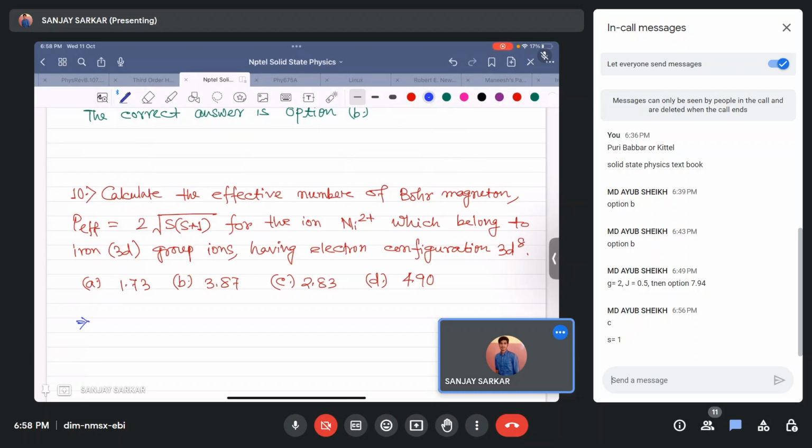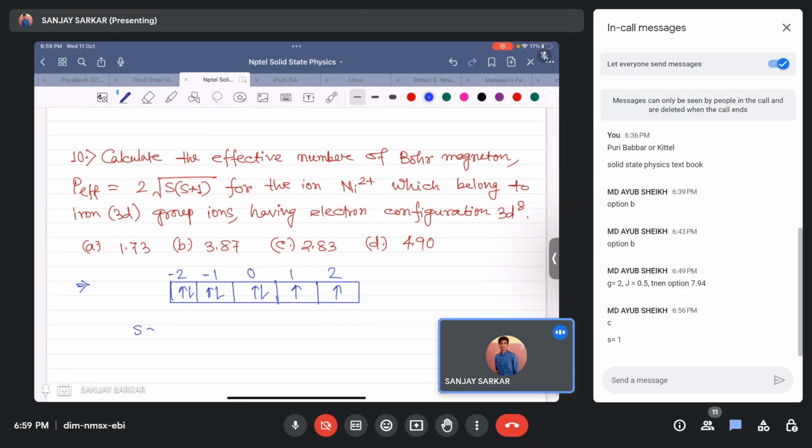So you are saying option C is correct. Yes. So in this question, Ni2 plus is 3D8. So this is -2, -1, 0, 1, 2. This is up, up, up, up, up, down, down, down. So there are two unpaired electrons, so S will be 2 into half, that is 1.